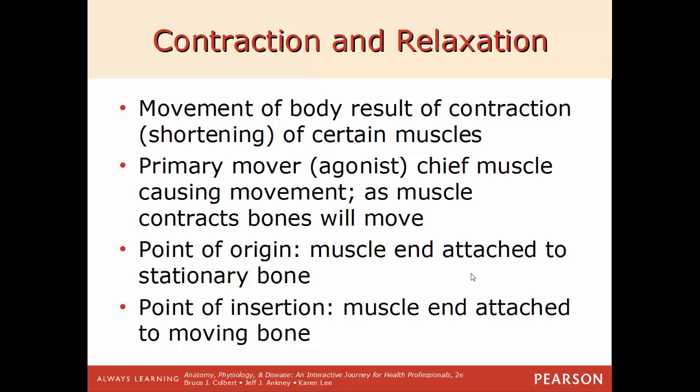Now, the opposite of that would be the antagonist. That's the muscle that is doing the opposite motion of the agonist. And any muscle can be an agonist for one motion and an antagonist for another. It just depends on what particular type of motion you're talking about.